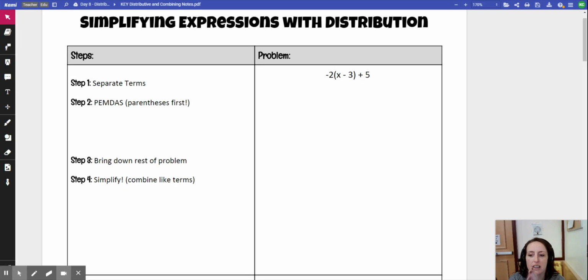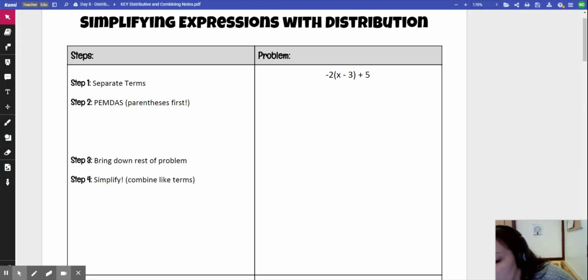Guys, so today what you're going to do is combine your knowledge of distributing and combining like terms and take them to complete one problem. So really quickly, I want you to think about how you might simplify this: -2 parentheses x minus 3 parentheses plus 5. Think about how you would answer it. Try to answer it ahead of time and put your answer in.